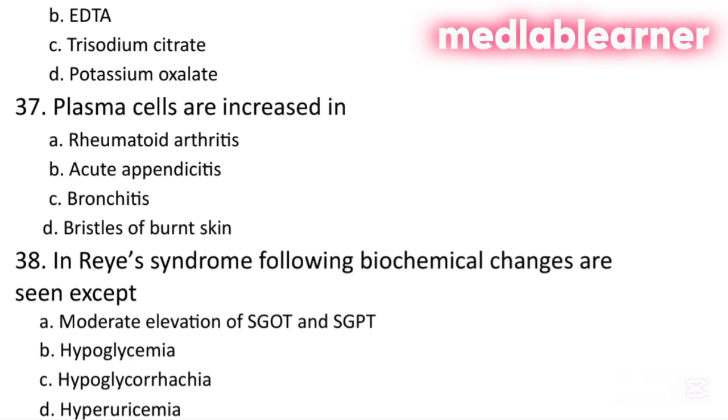37. Plasma cells are increased in A. Rheumatoid arthritis, B. Acute appendicitis, C. Bronchitis, D. Blisters of burnt skin. Answer will be A. Rheumatoid arthritis. Plasma cells are increased in rheumatoid arthritis.